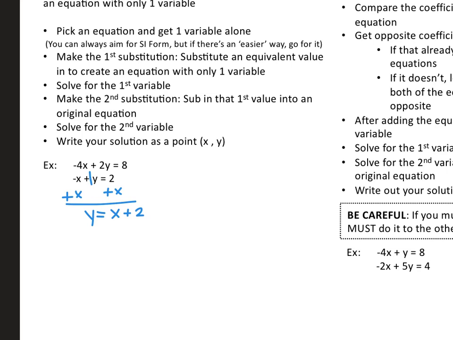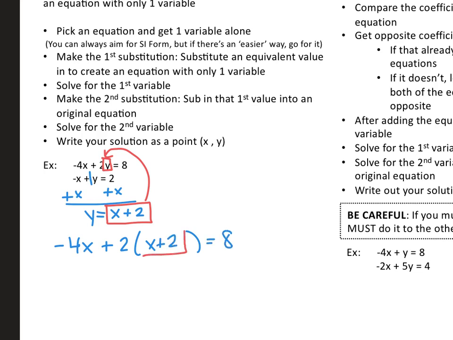Now, we know that this is saying y is the same value as x plus 2. So what that means is we can substitute in anywhere we see y in the first equation, that x plus 2. So we're going to go ahead and do that. We're going to have our negative 4x plus 2 times, you always want to use parentheses, and instead of writing y, we're going to write that x plus 2. So again, that's where all of these are the same. We're substituting x plus 2 in for y.